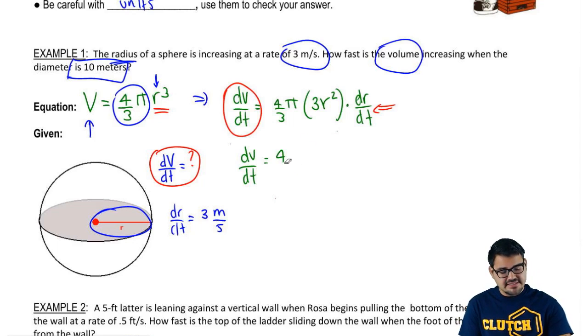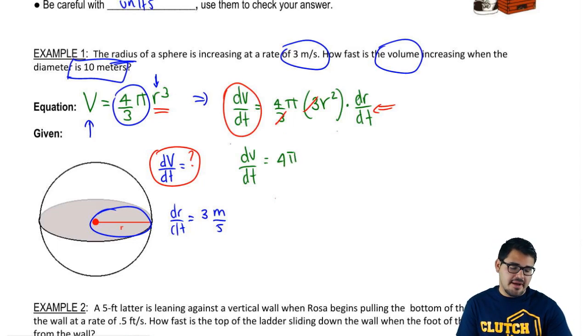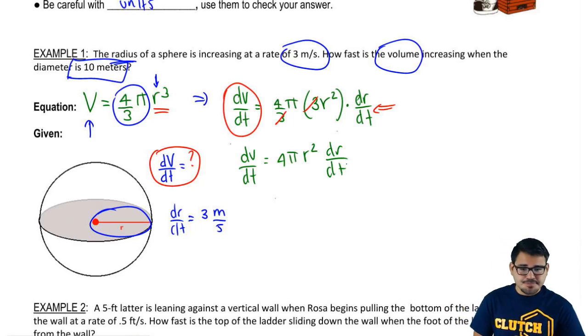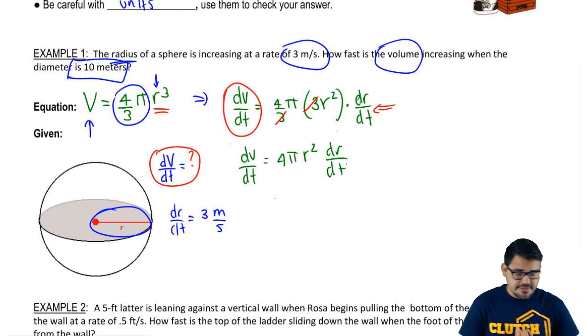Well, we can actually even clean this up, right? Because if we have this 3 here and this 3 here, they're actually going to cancel. So when I clean that up, I'm going to have 4 pi r squared dr dt. So now I'm going to use my given information to find my rate of change that I'm looking for.